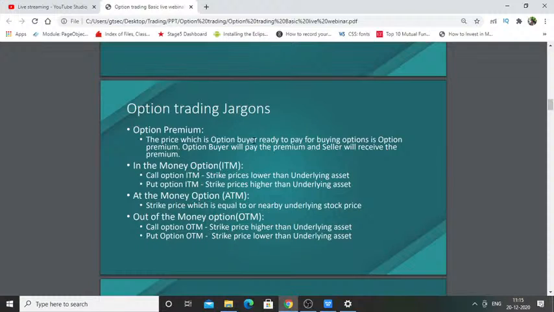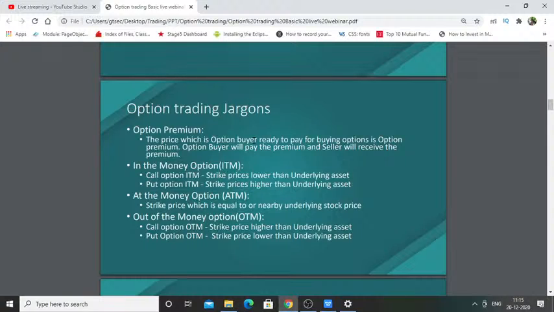We will have multiple strike prices, and the premium will be different for each and every strike price. All the strike prices will never have the same premiums. Then we have something called an in the money option.